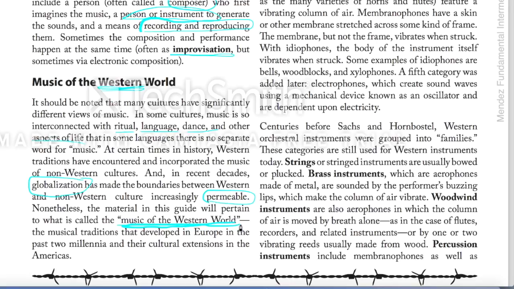And so I think it's really interesting when you guys get a little older or even in college to study the same things that you've been studying as middle schoolers in different perspectives. It's very eye-opening, but I believe that for our purposes in pentathlon, we should really just focus on the Allies and the Western world and the Western influence in terms of music and art. So let's go ahead with that. The musical traditions that developed in Europe in the past 2 millennia and their cultural extensions in the Americas.